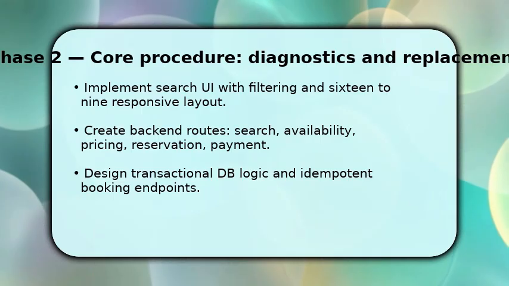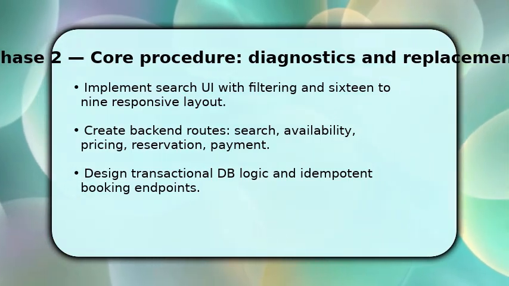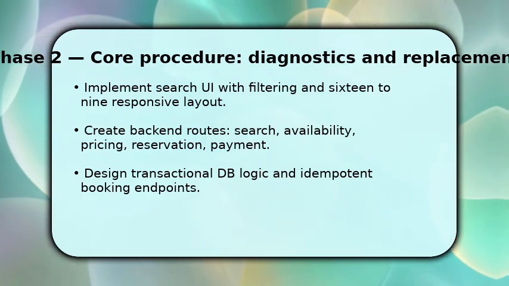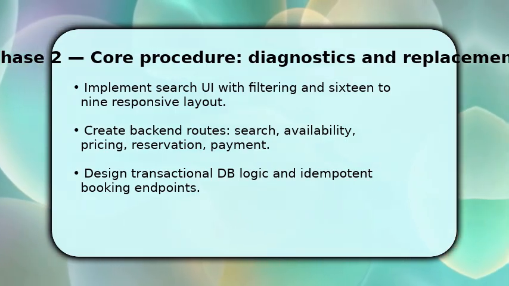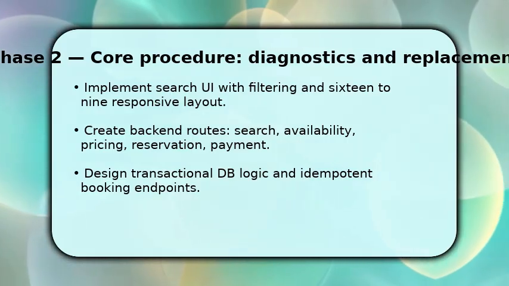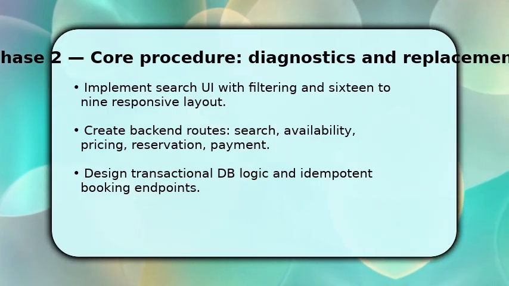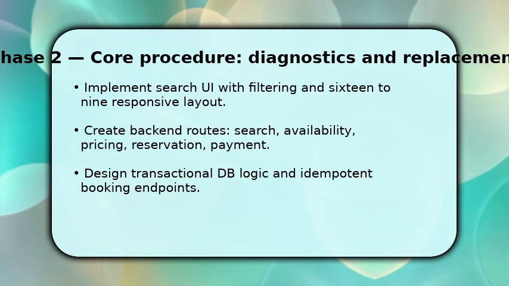Next, focus on the heart: search and reservation flows. Build a fast search UI that paginates results and supports filters. Once done, wire it to backend routes that query caching layers and third-party APIs. Implement pricing aggregation, taxes, and a hold or book step with idempotency keys to prevent duplicate charges.